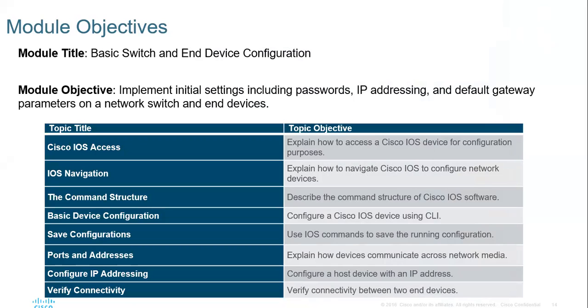Cisco IOS access. It explains how to access the Cisco IOS device for configuration purposes. IOS navigation. It explains how to navigate Cisco IOS to configure network devices. The command structure. Describe the command structure of Cisco IOS software. Basic device configuration. How to configure a Cisco IOS device using the command line interface. Save configuration. How to save the configuration.